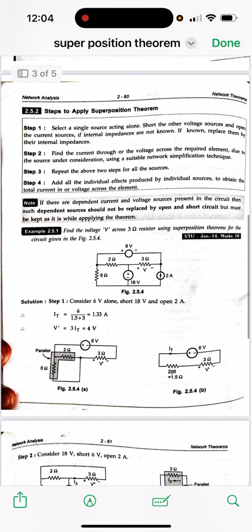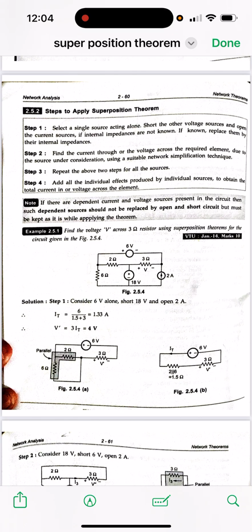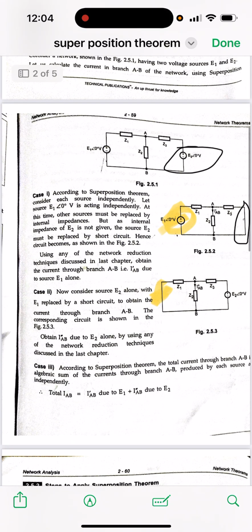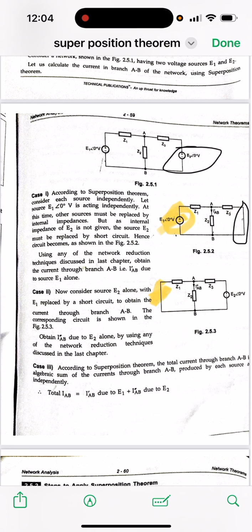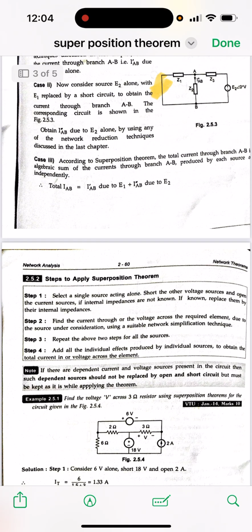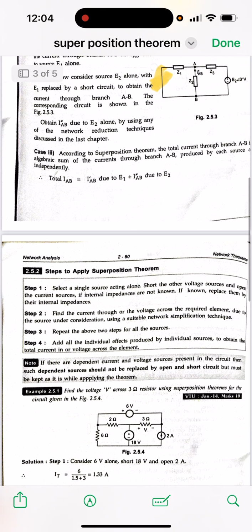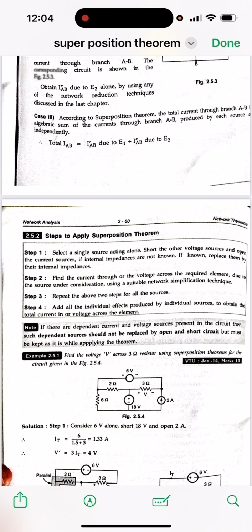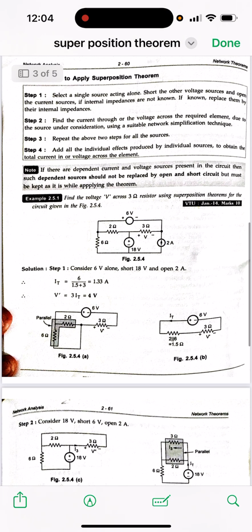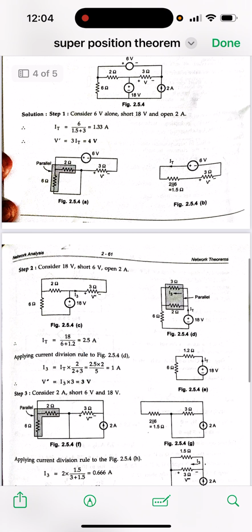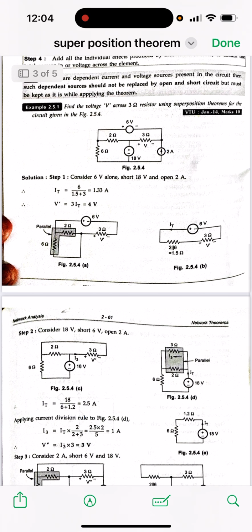Now coming to the steps to apply. There are 4 steps. First, as I told you clearly, we have to select only a single source, and we have to short the other voltage sources. Whatever I showed you here is the same thing in words. Then finally, we have to add all the individual voltages or currents to get the required value. Simple one. So let's do a question here clearly.